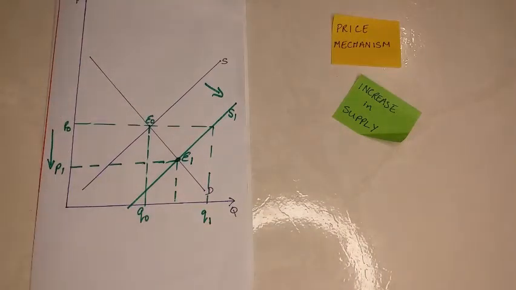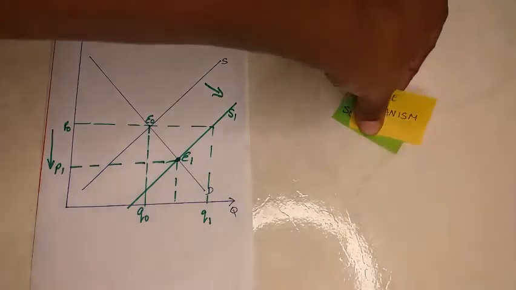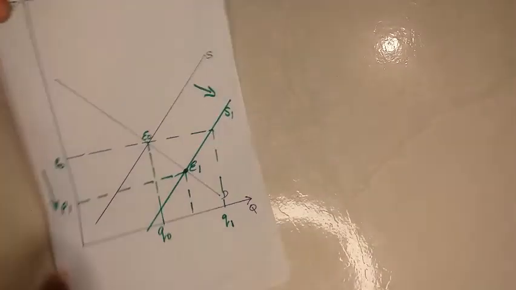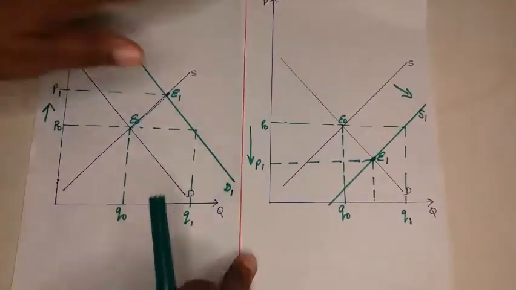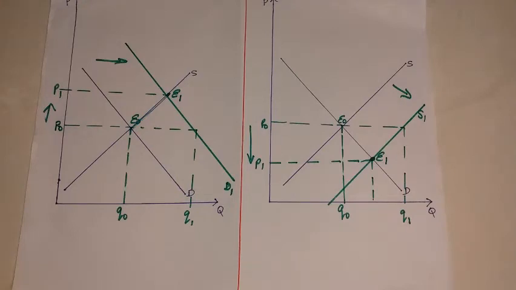And so again, notice with the price mechanism, whether we have an increase in demand or an increase in supply, we always end up in a situation where we will come to an equilibrium position. It may not be the original equilibrium position, but we will end up at an equilibrium position nonetheless.